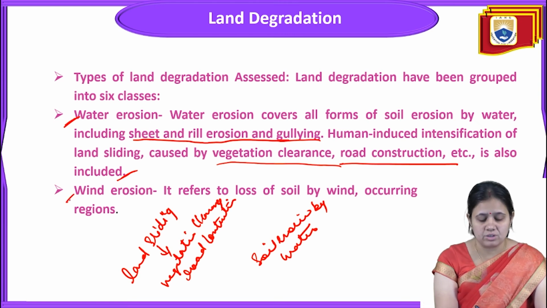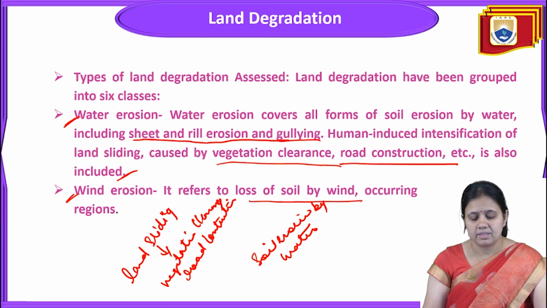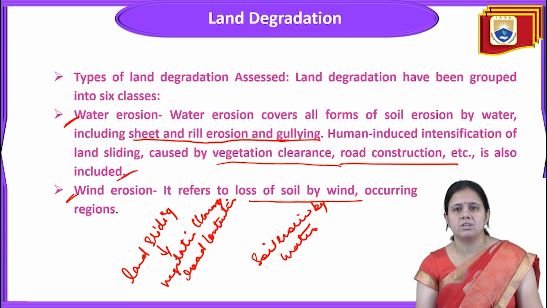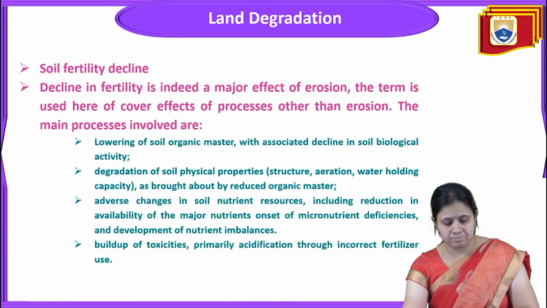Next is wind erosion. It refers to the loss of soil by wind, that is nothing but soil erosion by the wind. So wind erosion will also cause degradation in the quality of land. It refers to the loss of soil by wind that will occur primarily in the dry region.